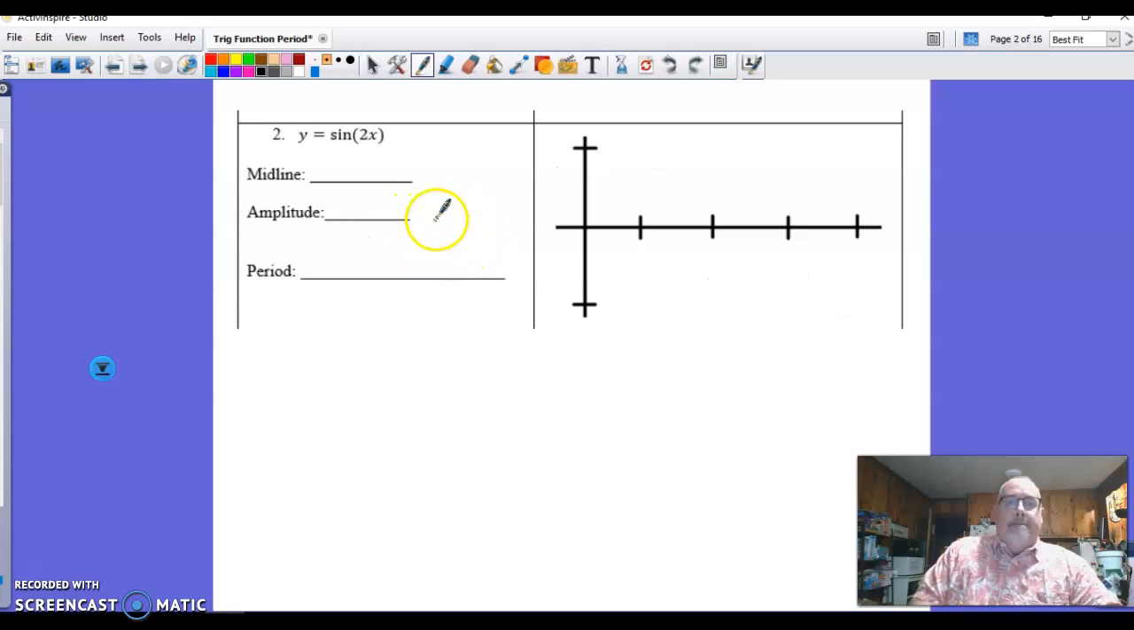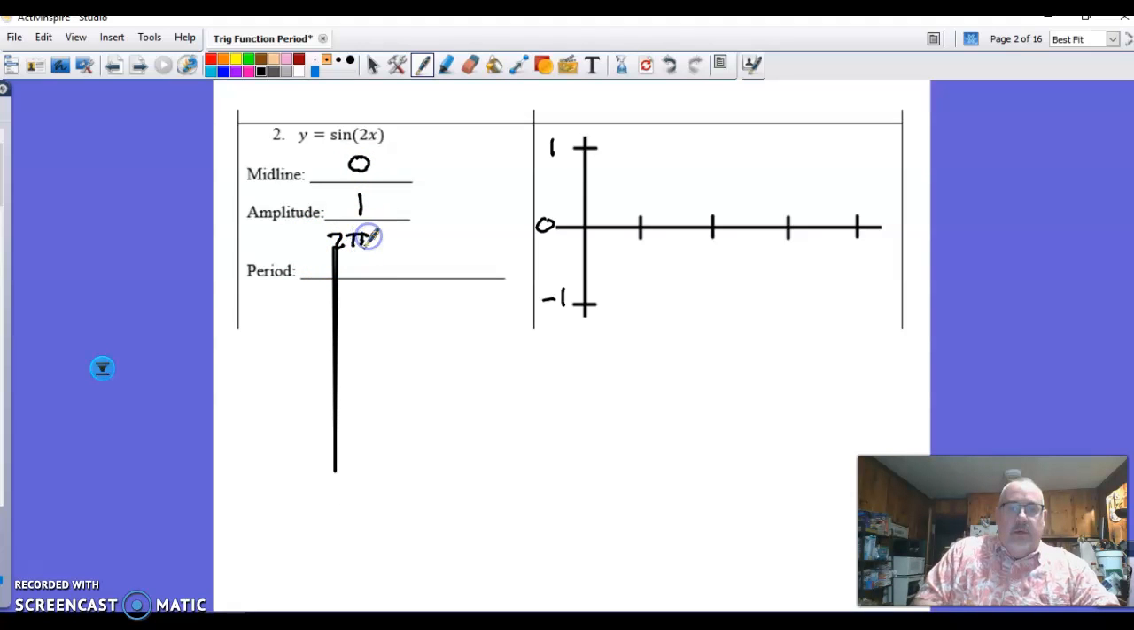There it is. All right, so it's still going to have the same midline, 0. The amplitude is still 1. So you could do 0 for your midline, 1, -1. But now, since it's sine of 2x, remember, your period is always 2 pi divided by the number with the x, which is called b. So it's 2 pi divided by 2, which would equal just pi.